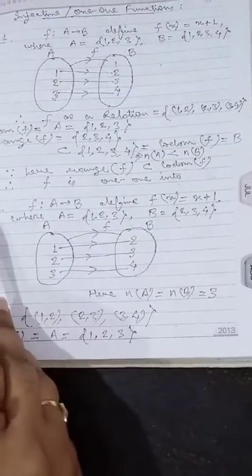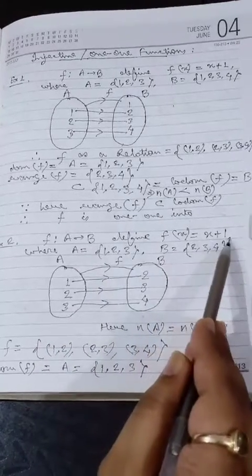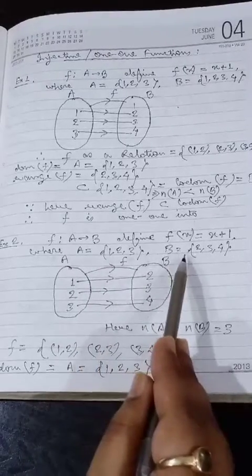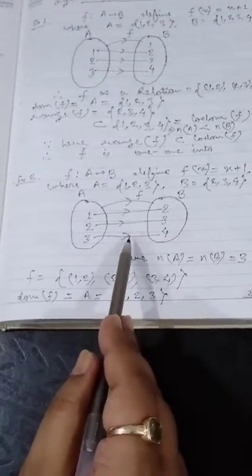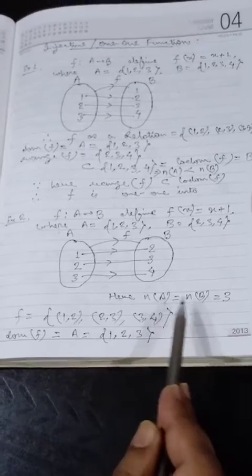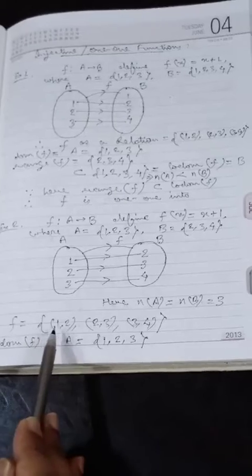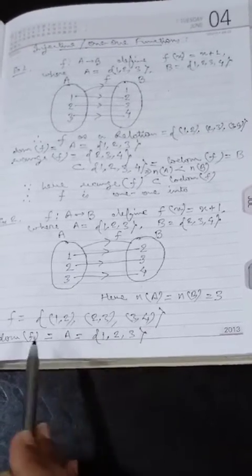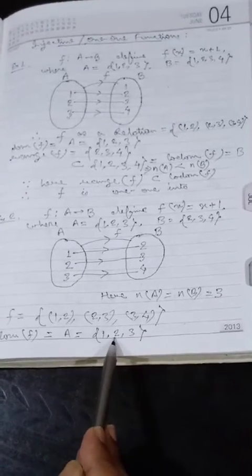Now see here example number 2. If we have a function f defined from A to B, defined as f(x) = x + 1, where A is equal to the set containing elements 1, 2, 3, and B is equal to the set containing elements 2, 3, 4, then this will be the mapping diagram. Now here we are observing that the number of elements of the set A is equal to the number of elements of the set B. F as a relation has the ordered pairs (1, 2), (2, 3), and (3, 4). Clearly, here the domain of f is equal to the set A, which is the set containing the elements 1, 2, and 3.